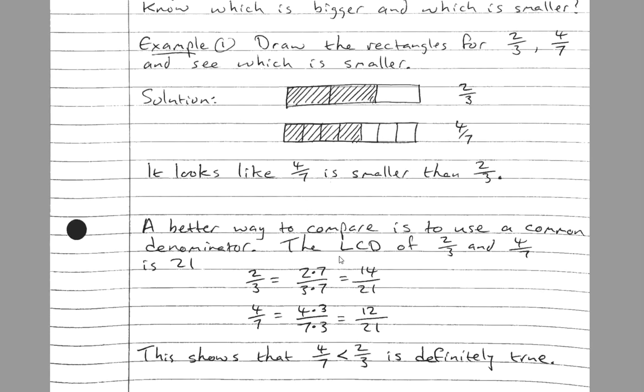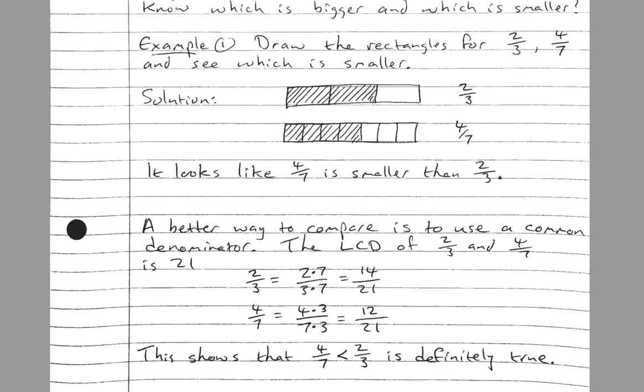Here's a better way. This is an application of the LCD we looked at last time. The least common denominator of 2/3 and 4/7 is 21. The least common multiple of 3 and 7, you can check, is 21. If we write 2/3 with a 21 on the bottom, it's 14 over 21. And 4/7, multiplying by 3s, is 12 over 21. Now it's much easier to see which is bigger and which is smaller. So 12 over 21 is smaller than 14 over 21.